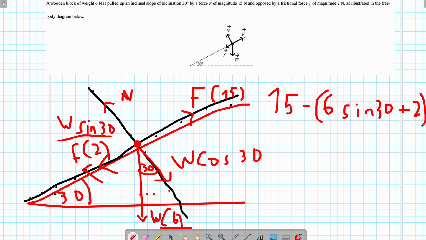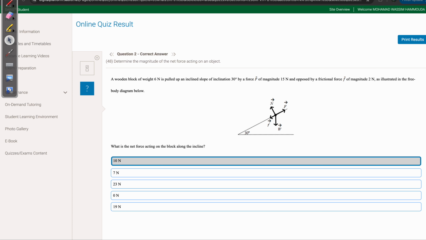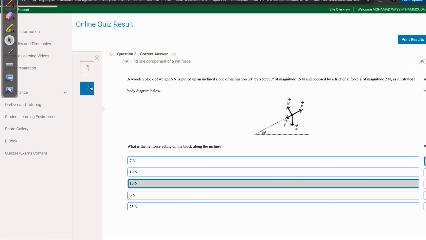Now let's do this. 15 minus 6 sine 30 plus 2, which is 10. Yeah, 10's the answer. Number 3.